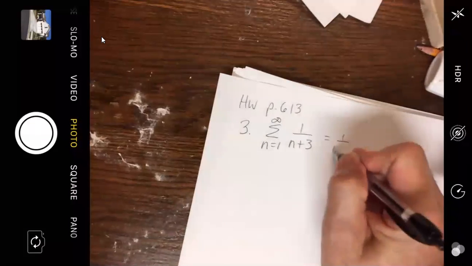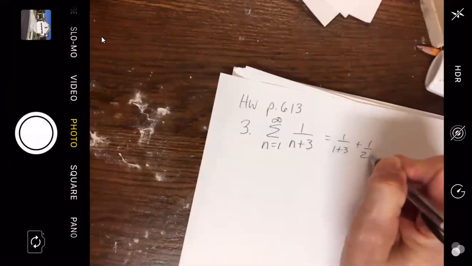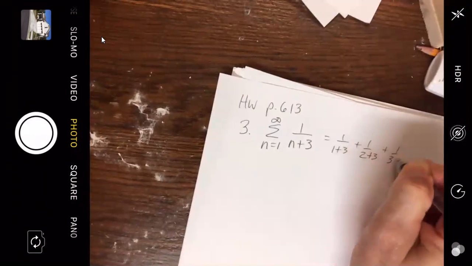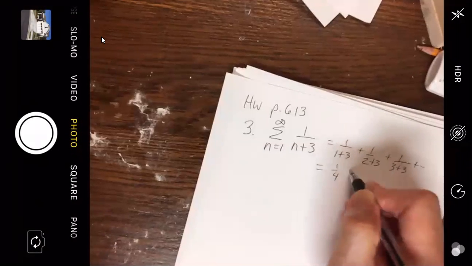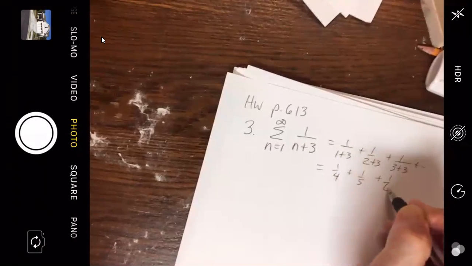If you want to again see what this means, you're looking at 1 over 1 plus 3 plus 1 over 2 plus 3 plus 1 over 3 plus 3, which is 1/4 plus 1/5 plus 1/6 plus blah, blah, blah.